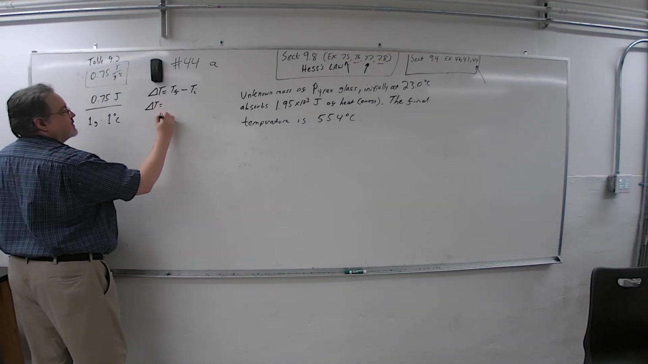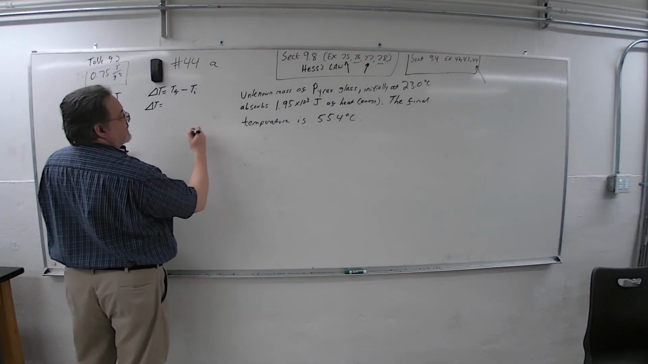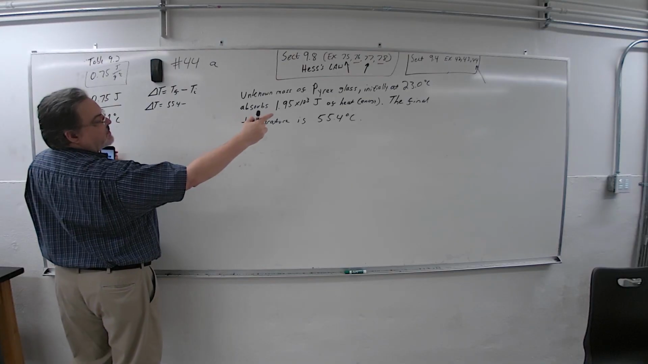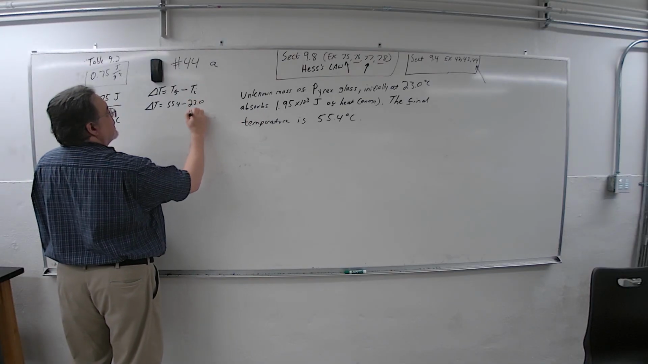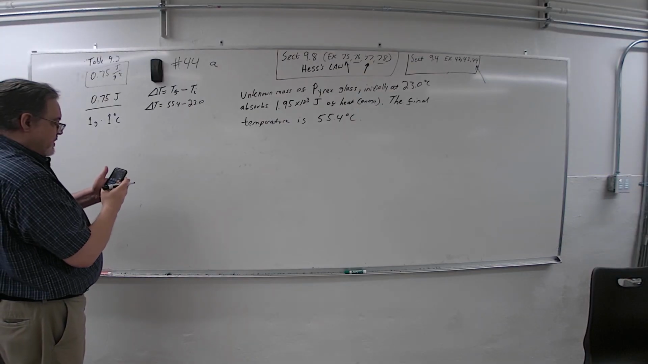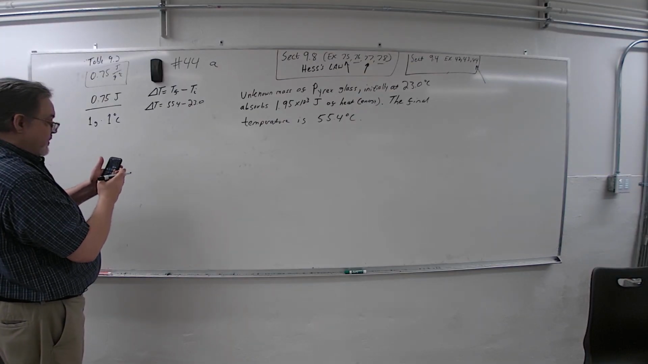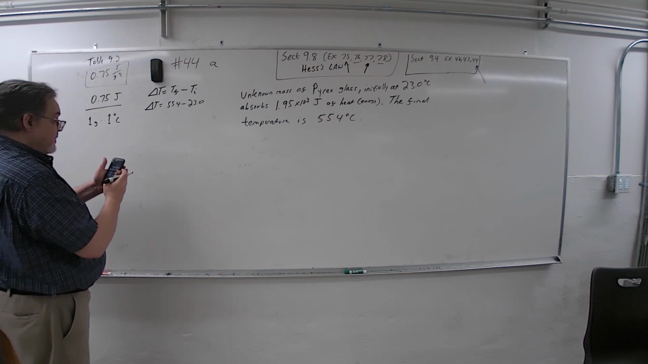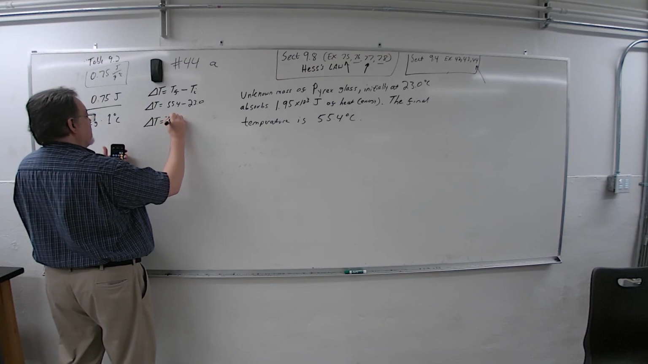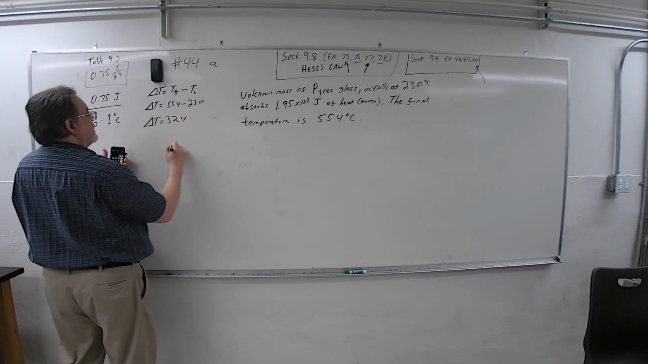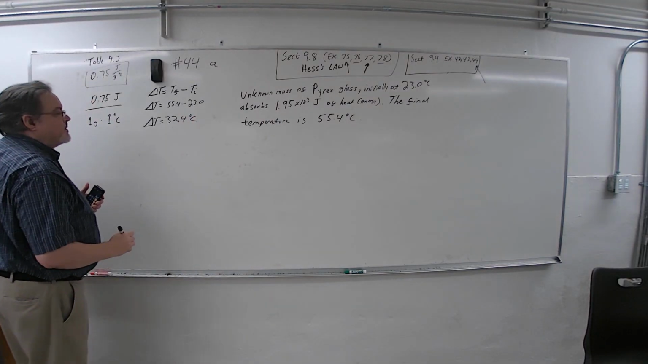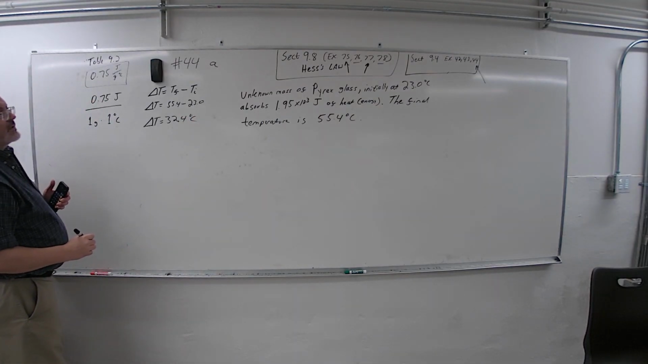Delta T equals, final temperature is 55.4, initial temperature is 23.0. So 55.4 minus 23.0. So our delta T is 32.4 degrees C. So we have that. We have our joules.